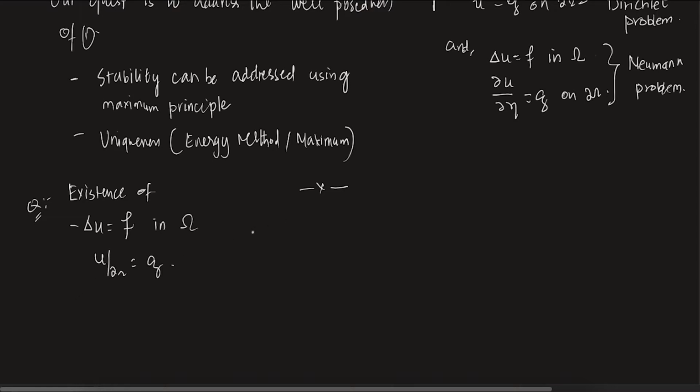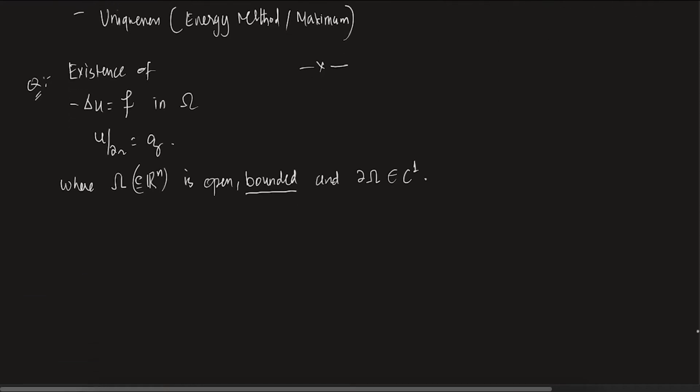And what about omega? Omega is of course a subset of R^n. Omega is open and bounded, which is very important here. The boundary of omega, del omega, is in C1. You can also say omega is smooth, which means that the boundary is C1. This is basically saying that this is a smooth domain.